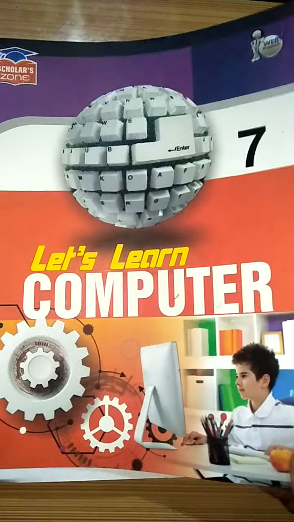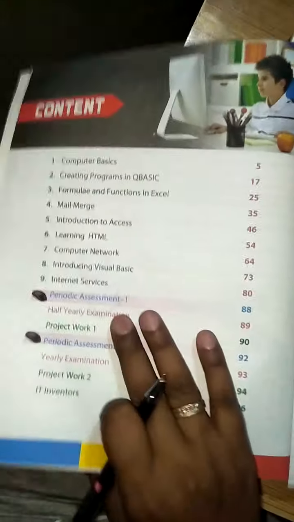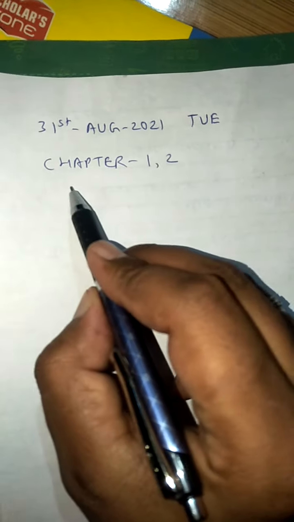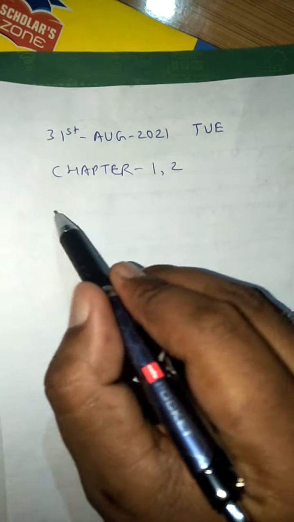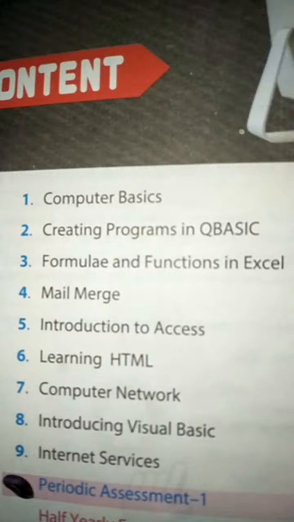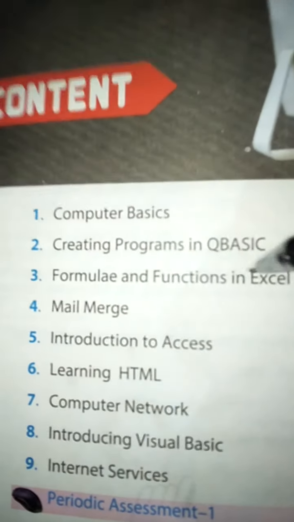Today we are going to learn about chapter number 3. But before chapter number 3, I have to give you useful information about your test. Your test is going to be held on 31st of August 2021 on Tuesday. So you have to prepare chapter number 1 and chapter number 2 for your periodic test.